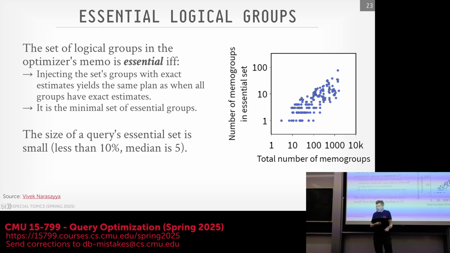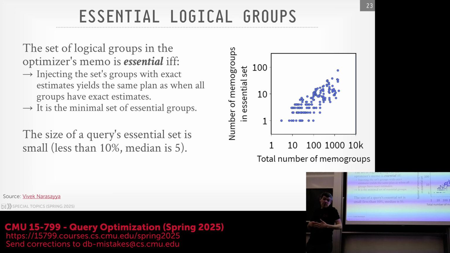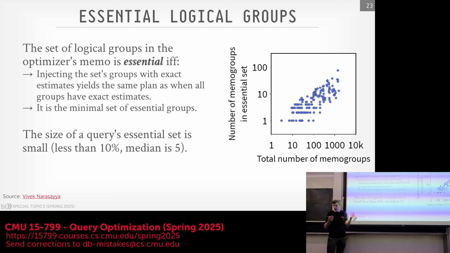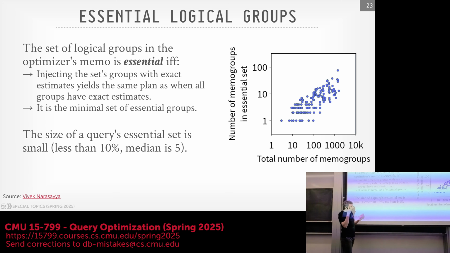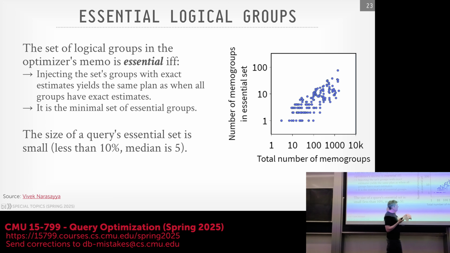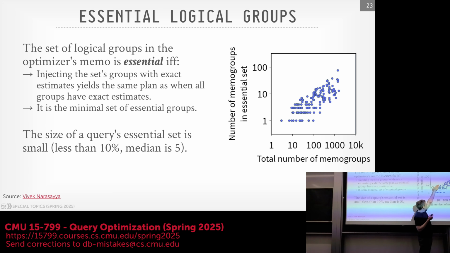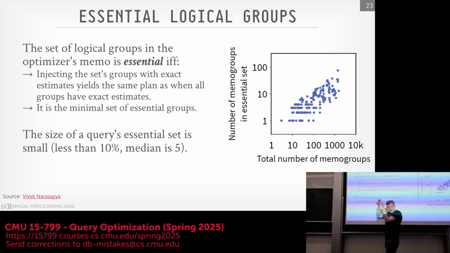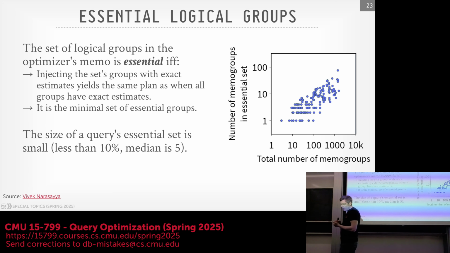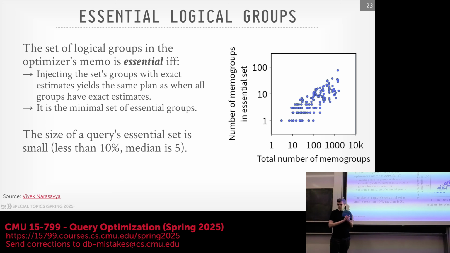And so the main takeaway is that for all the queries, the median size of the essential set is 5. There's one outlier where if you have 1,000 memo groups, the essential set is almost 100, right? And you can think of those as accessing a base table, but 5 is actually practical, right?